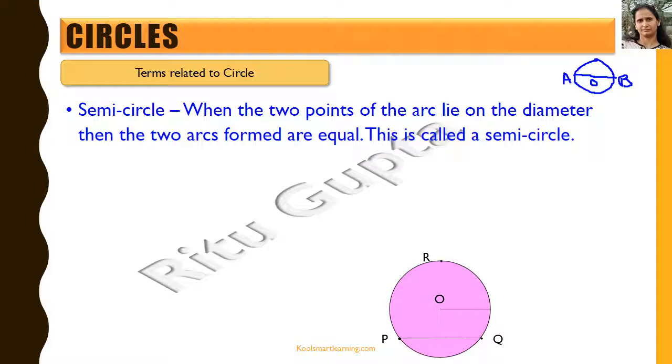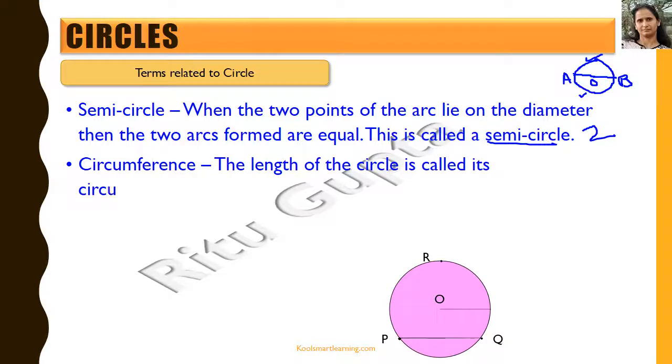Now these two arcs that are formed, this arc and this arc, are equal. There is no minor and major arc in the case of a diameter. So a diameter divides the circle into two equal arcs, and these equal arcs are called semicircles. So a diameter is dividing the circle into two semicircles.